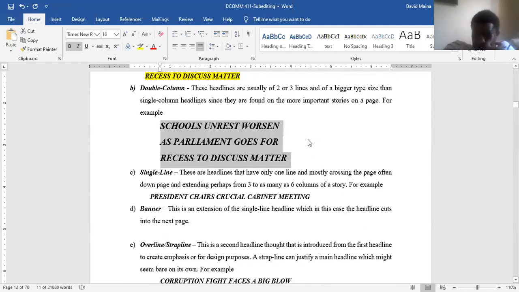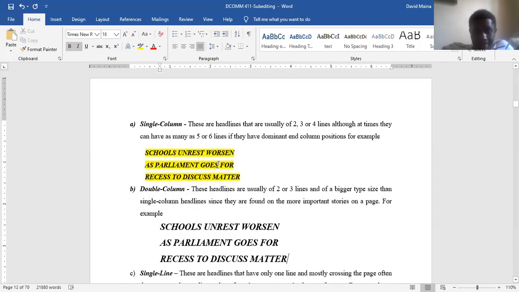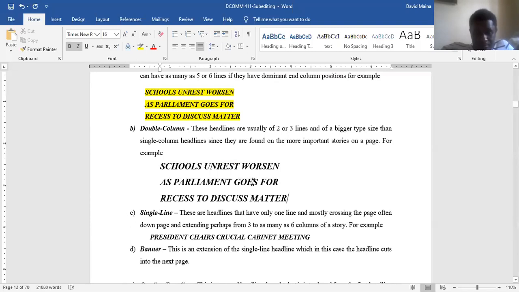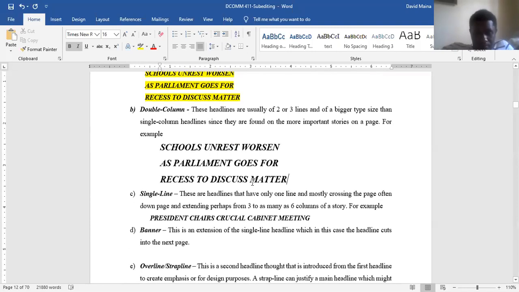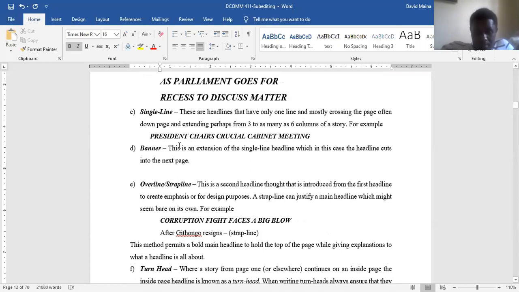Then we have what we call the single line. Is there any question about the double column and the single column? Tumesema single column iko na 2 to 3 or 4 lines, but sometimes it can have 5 or 6 lines. The double column is 2 to 3 only, lakini the type is bigger than the single column. Then we have a single line. A single line is just one line of the headline, like this one.